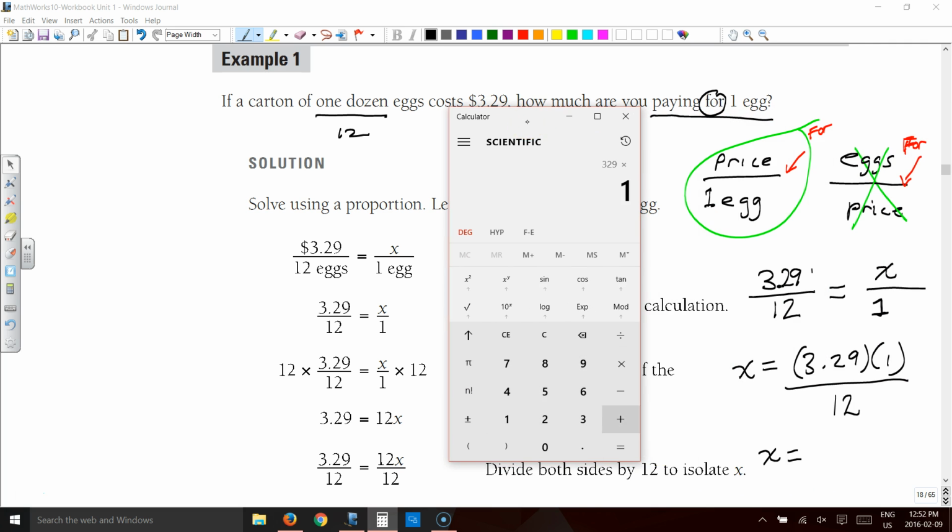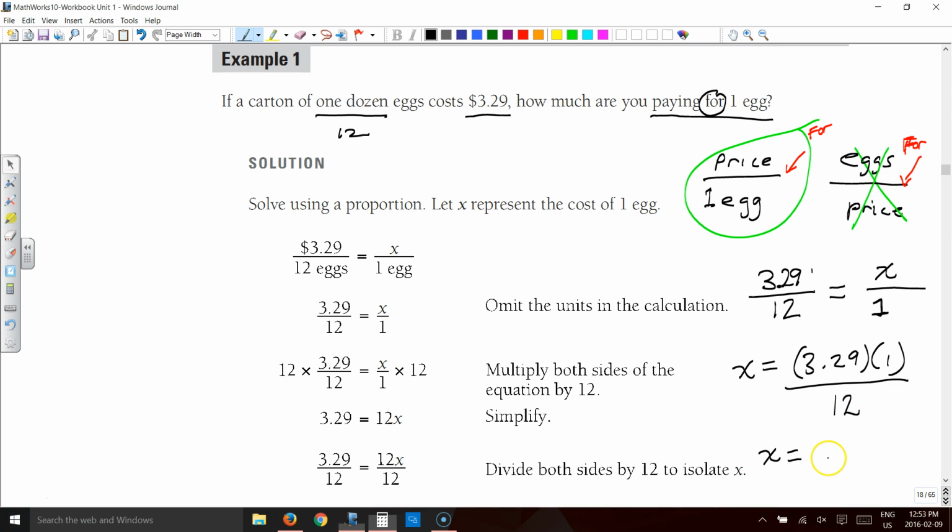And once that's been calculated, 3.29 times 1 divided by 12. All right. So $27, that could not be correct. That does not seem logical. Let's try this again. Must have been something in the calculator. 3.29 times 1 divided by 12. That's better. So we are at 27 cents an egg. So that's 27 cents there.